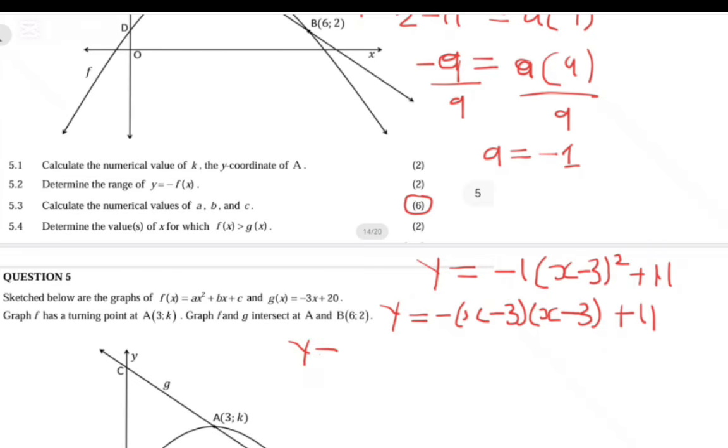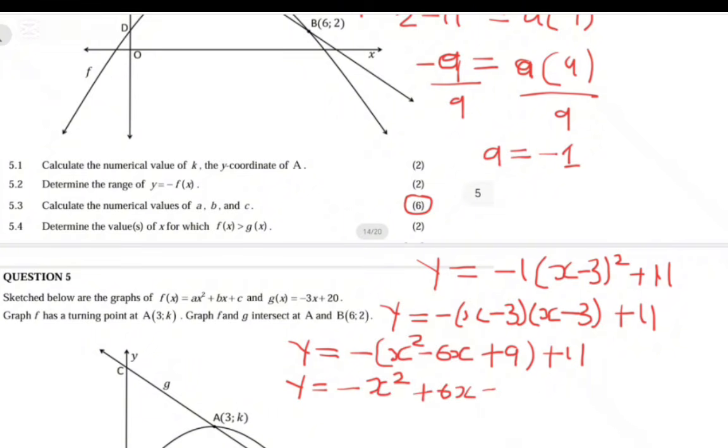So this is y, which is equal to, I'm just going to multiply what is inside the brackets there. x multiplied by x is going to give me x squared. Then x multiplied by negative 3 is going to give me negative 3x. And when I add the like terms, it's going to be negative 6x. And then 3 multiplied by 3 is going to give me positive 9. Now I can remove the minus: negative x squared, and then negative multiplied by negative is going to give me positive 6x. It's going to give me negative 9 plus 11.